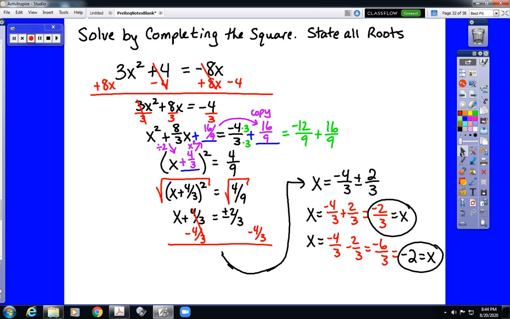So that's how we deal with a situation where a is not equal to 1 or where b is odd. It just means we're going to end up with fractions in the process. The process is still the same every single time. One more video where we're going to connect this to the quadratic formula.